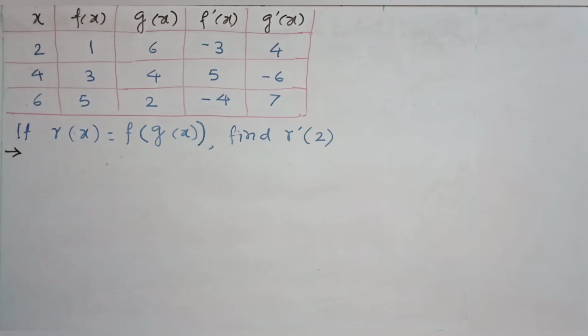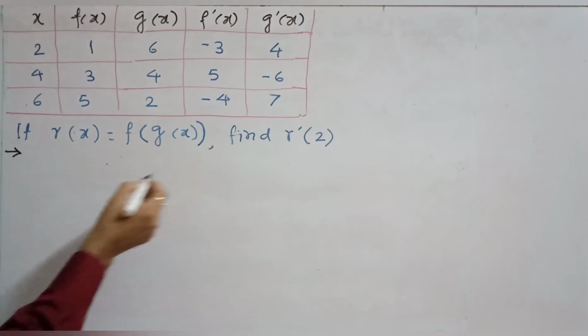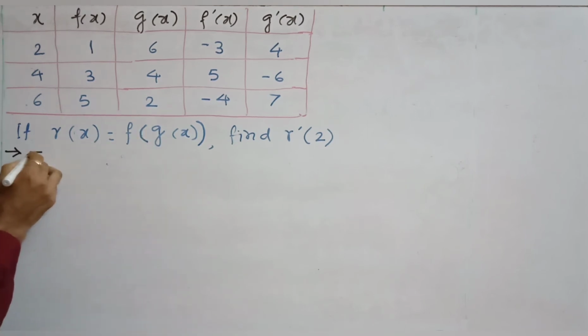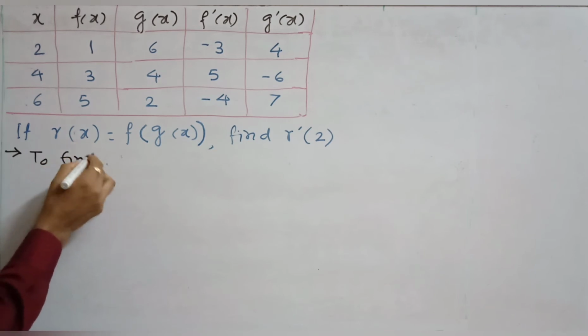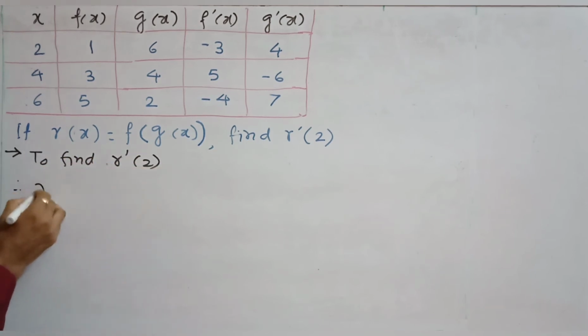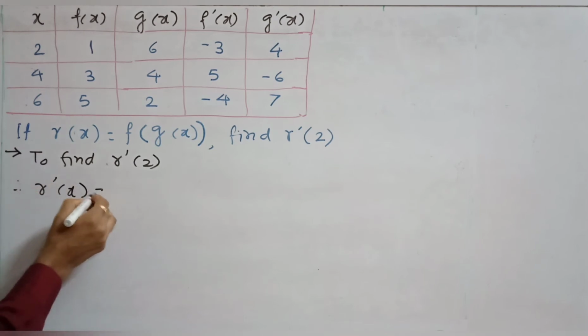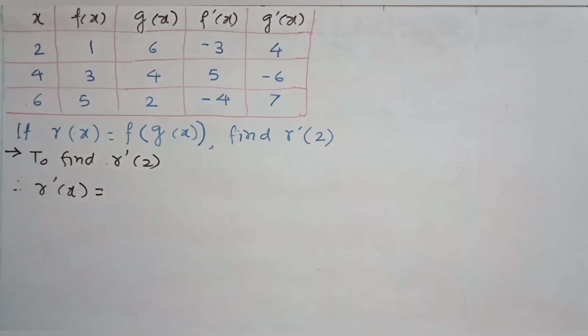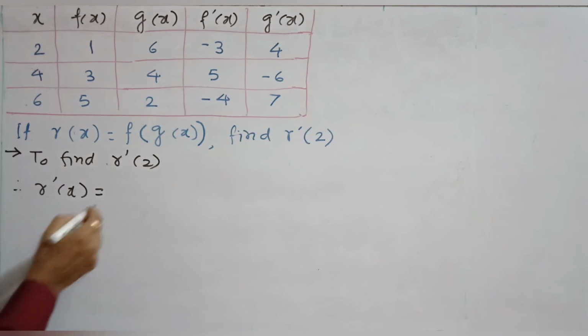So answer this. The answer starts with: we have to find r dash 2. So we have to first find r dash x. To find r dash 2, we try to find r dash x first. Then we shall put x is equal to 2 in it. So r dash x means what?